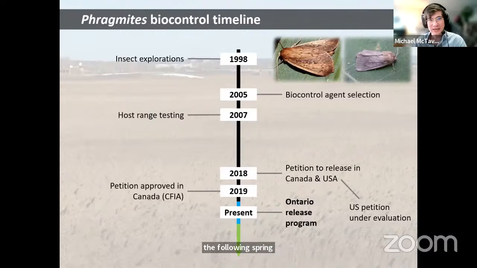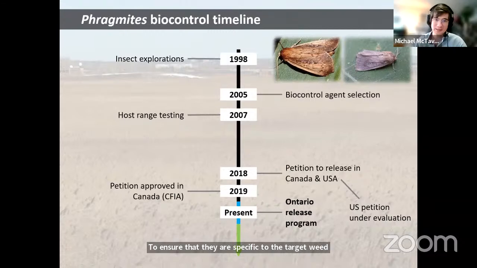This program began in 1998 with explorations for suitable biocontrol insects. Over time, these were selected and then subjected to an extensive period of host range testing to ensure that they are specific to the target weed and that they're not going to be targeting anything else.